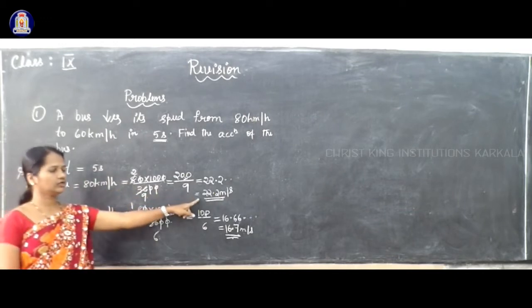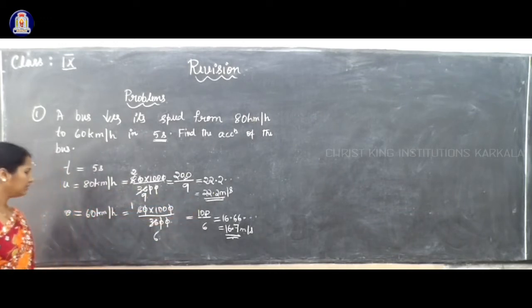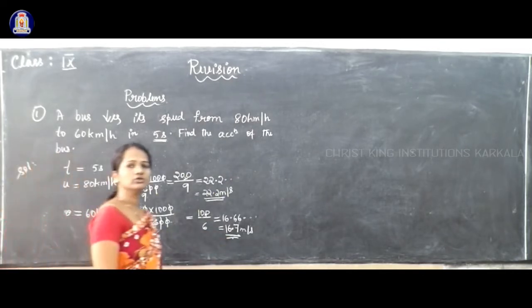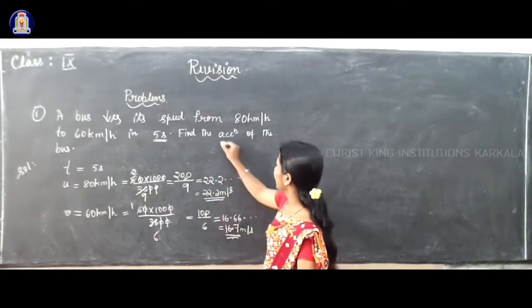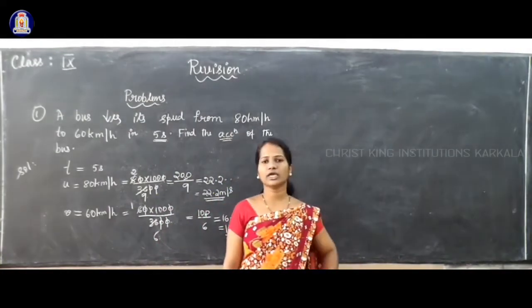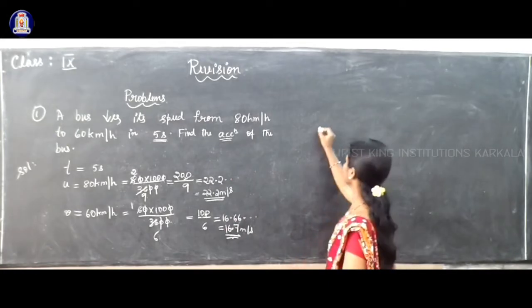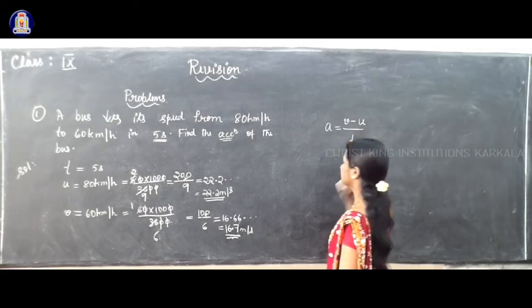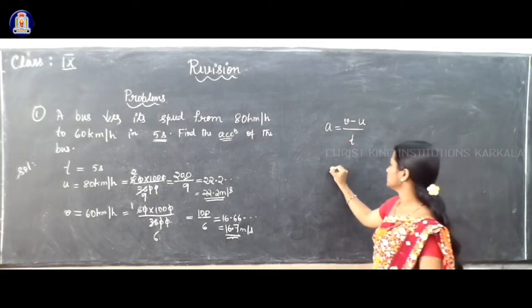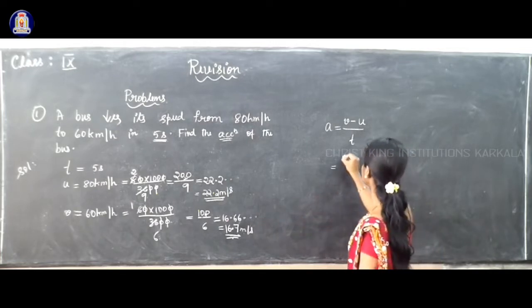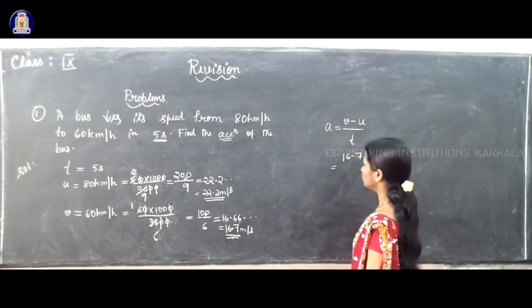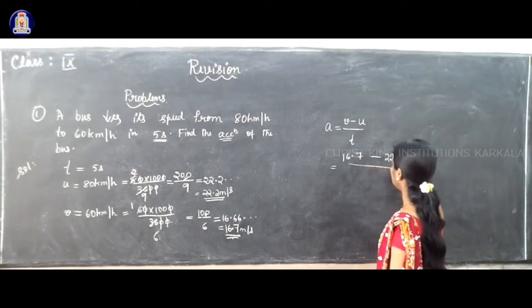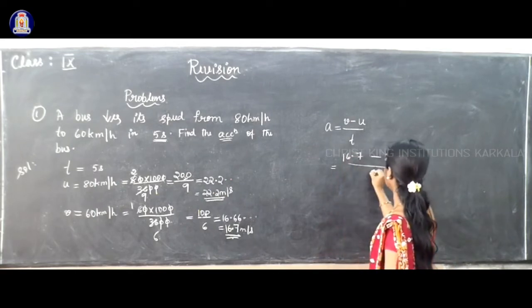U is given 22.2, that is initial velocity. Final velocity 16.7 meter per second. What are we going to calculate? We are going to calculate acceleration. What is the formula to calculate acceleration? Acceleration A is equal to V minus U divided by T. Now substitute the values: V value 16.7 minus U value 22.2 divided by time. T is equal to 5.